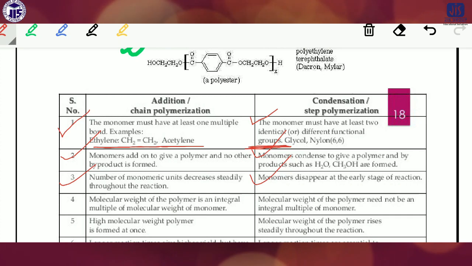The molecular weight of the polymer is an integral multiple of the molecular weight of the monomer, obviously, because only double bond breaking and single bond making occur. So the molecular weight will be an integral multiple of the monomer, because all the monomer remains in the product in the same form. But in condensation polymerization it is not like that, because byproducts are generated. The byproduct comes from the monomer, so you cannot consider that it will be an integral multiple of the monomer.